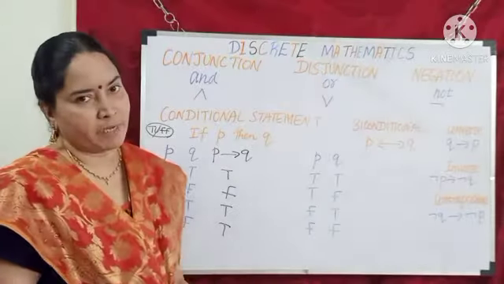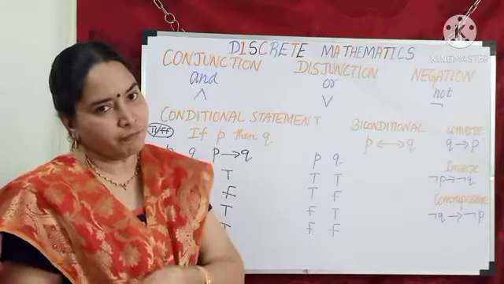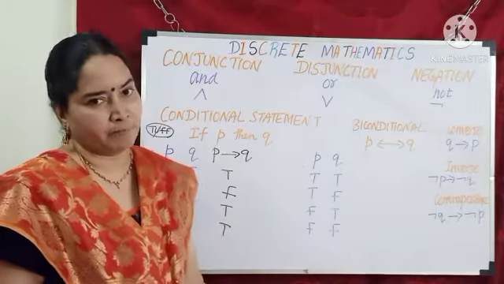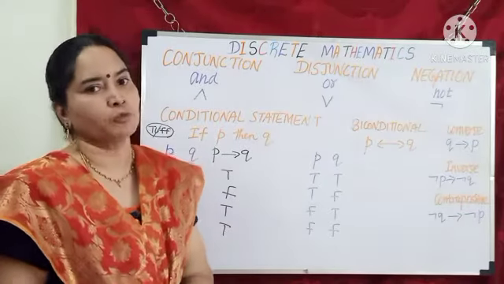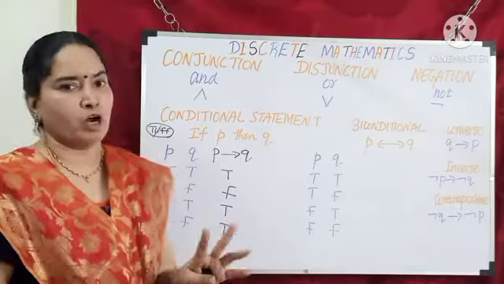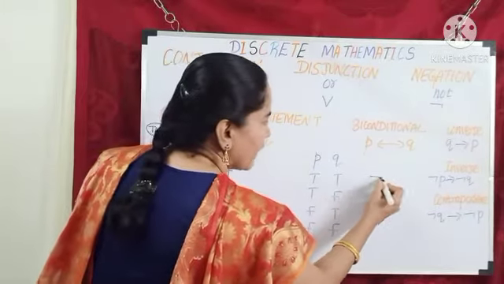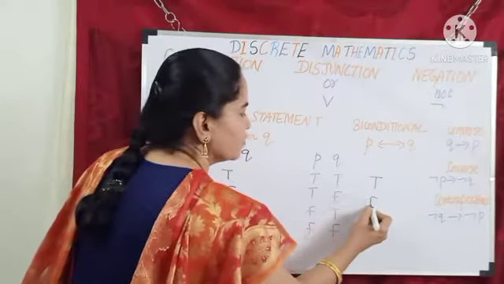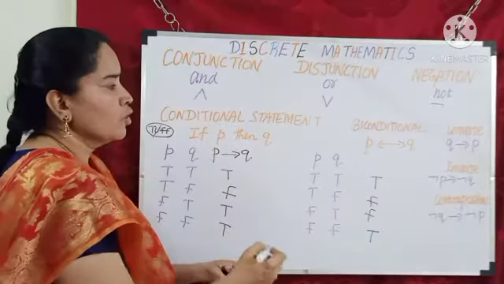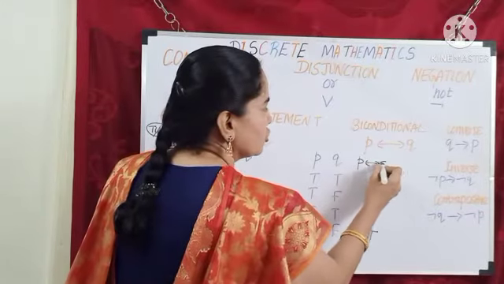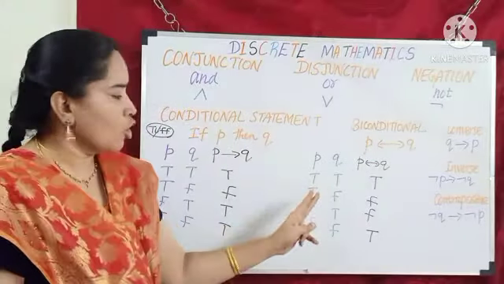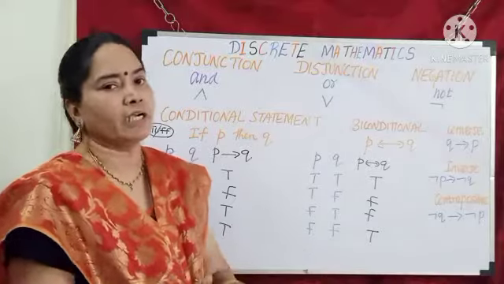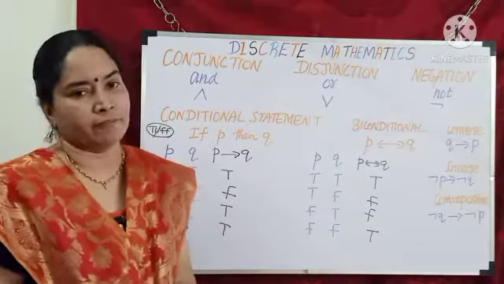By biconditional statement, if P, then Q, and if Q, then P. Both ways it is true. So what do I understand? Both must be same. If P is true, Q also should be true. If P is false, Q also should be false. So whenever they are same, my answer is true. If this is T and that is F, or this is F and that is T, it is false. So biconditional tells me both must be same to get true. Both must be true or both must be false to get my answer as T. The remaining cases, if they alternate, my answer is immediately F.